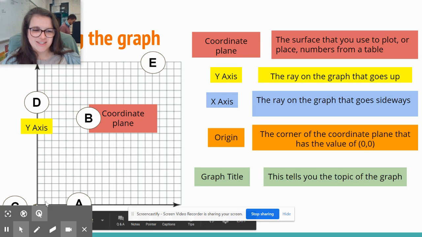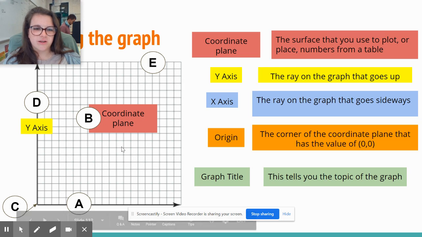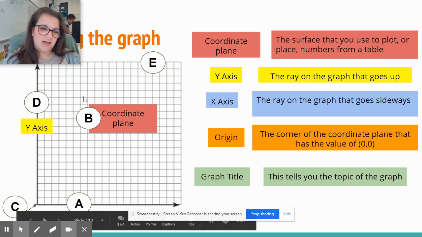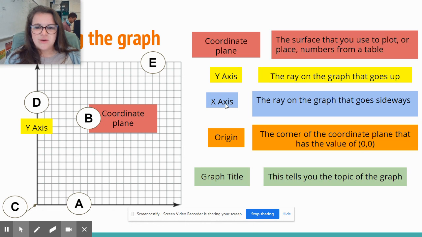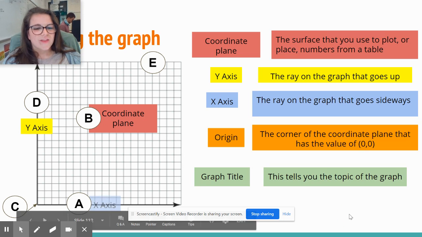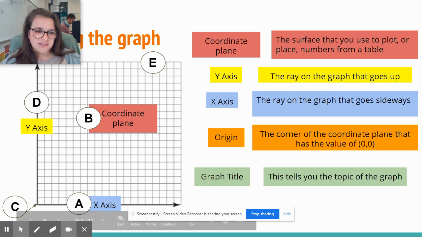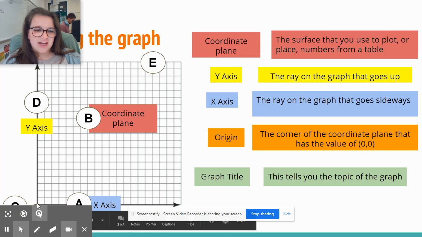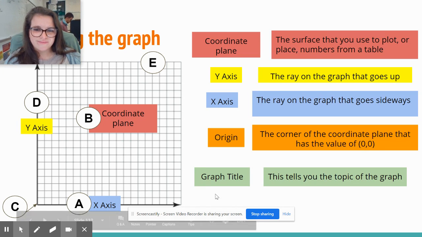So the y-axis is right there, the whole line. And the coordinate plane is just the whole area where you can put dots. All right, now it's x-axis. Where do you think the x-axis is? If you put A, you were correct. So the x-axis is the line on the bottom of the graph that goes to the side.